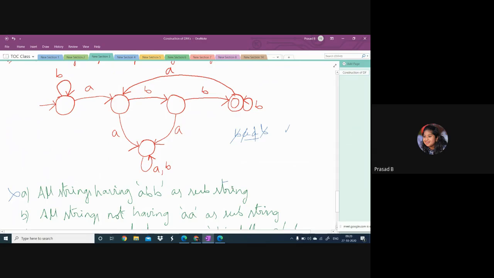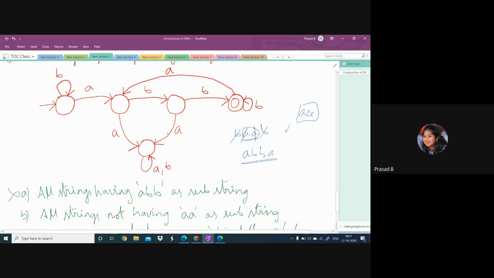Now, what is the meaning of the second option? If the substring AA is not there, the string will be accepted. Otherwise, if AA is there, it won't be accepted. Suppose AA is there, yes, it is not accepted. And suppose AA is not there. In this string, AA is not there, so according to the second option, this string must be accepted. Are you following? In the string, if the AA substring is there, it won't be accepted. If the AA substring is not there, it will be accepted.